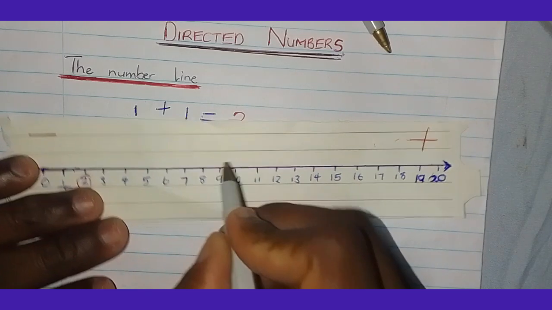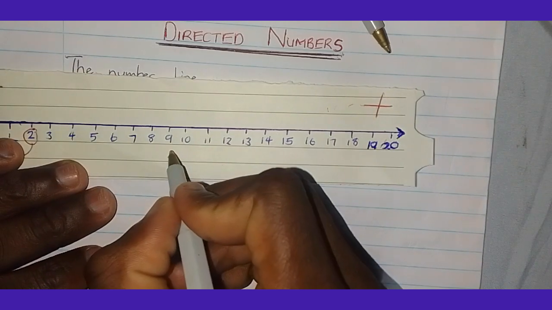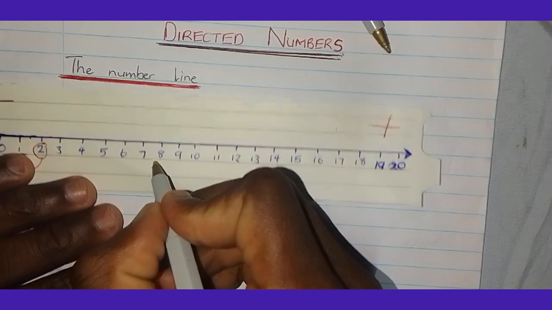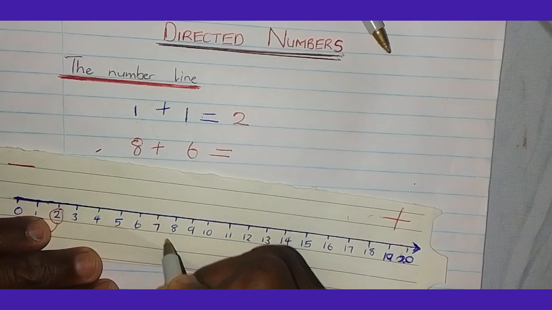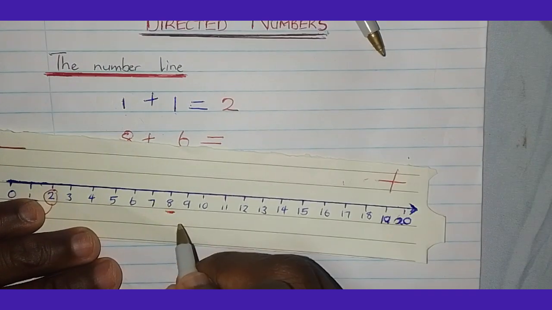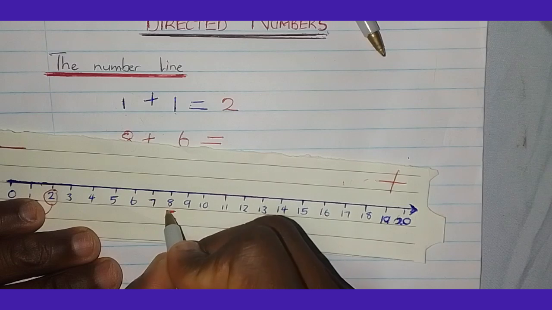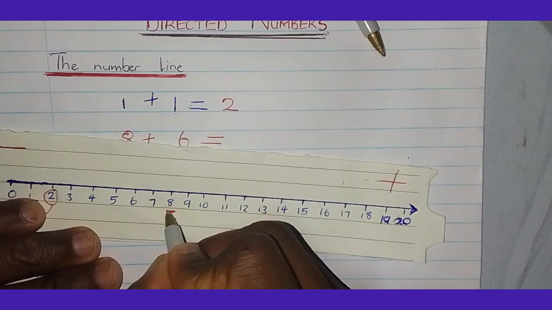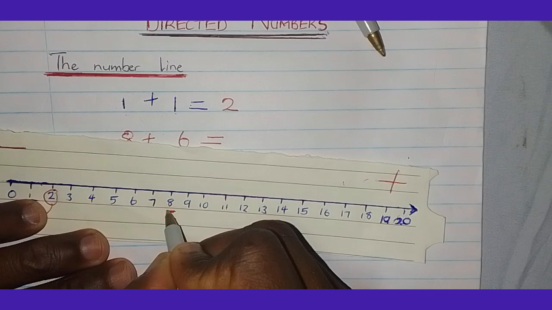Let's do that together, mathematicians. Very simple. Here is our 8, right? We are now at 8. Now, let's move 6 steps towards the right together. Let's work together, guys.